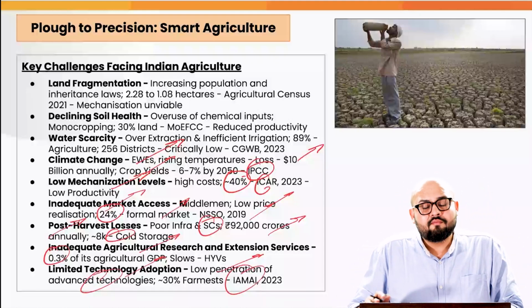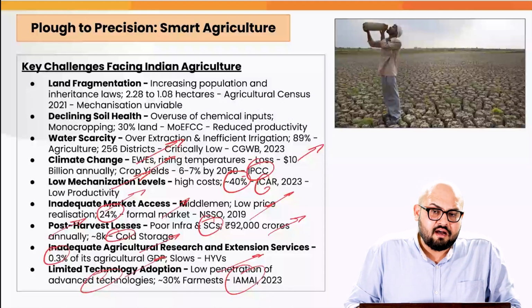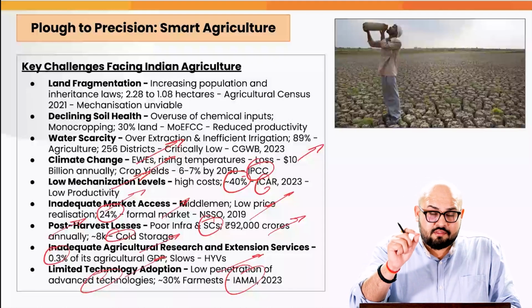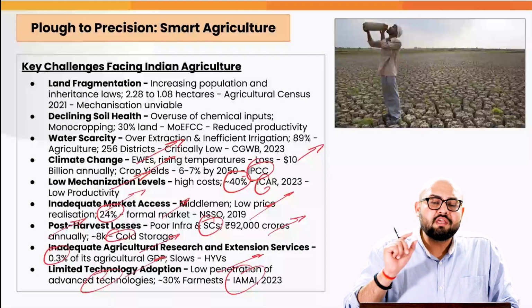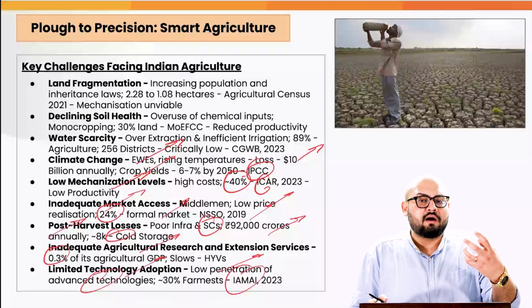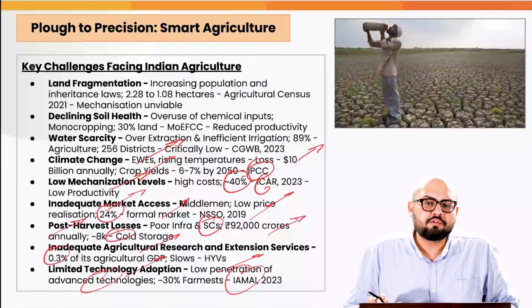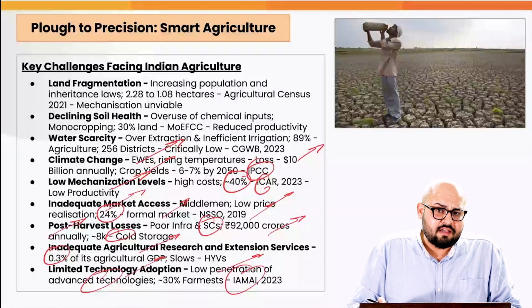We have data given by the Internet and Mobile Association of India, and this is very recent data, which says that only 30% of rural farmers have access to smartphones. Now, if they do not have access to smartphones, obviously they won't be able to use the digital technologies. So these are the challenges.